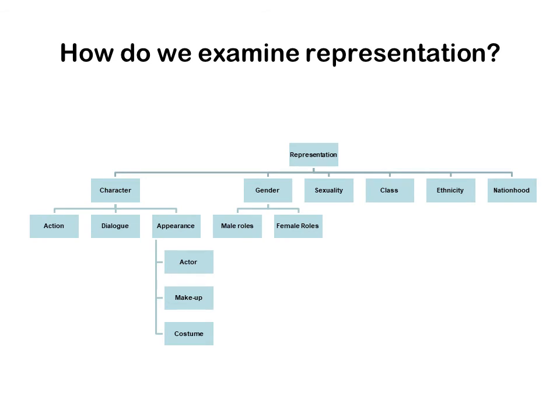Another thing is how we examine representation. In representation, we have representation in character, the role of gender, role of sexuality, role of class, ethnicity, nationhood. In character, there are many things. How will we examine character? The characters are doing actions, they have dialogue, and also we'll see how the character looks, their appearance, their makeup, their costume, and how this gives us information.